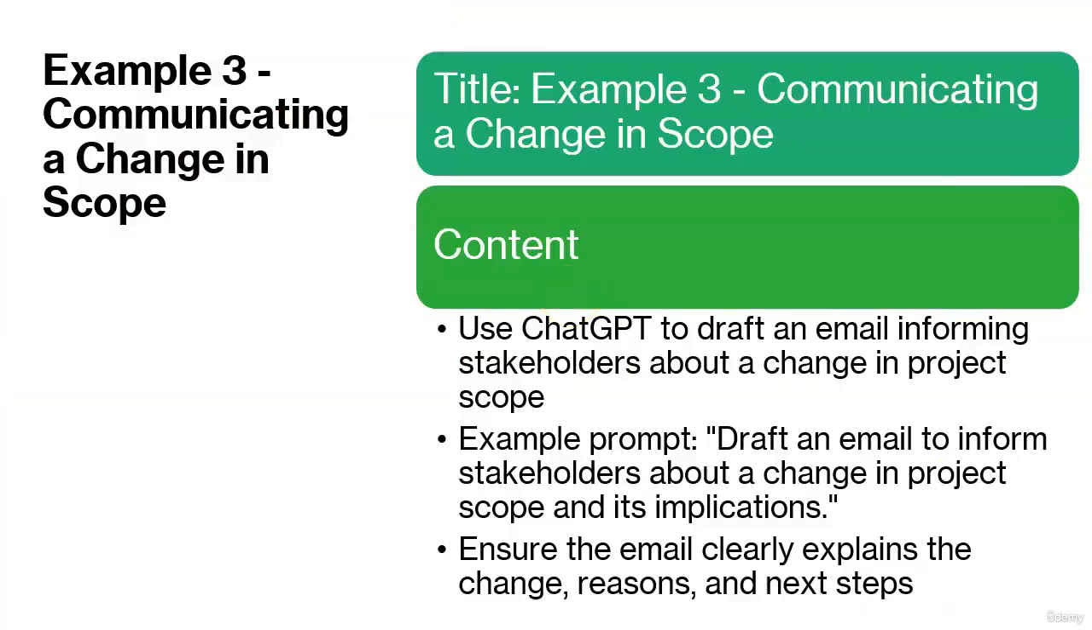On to the next example, case 3, communicating a change in scope. Another common scenario is communicating a change in project scope. How can ChatGPT help here? The example prompt might be: draft an email to inform stakeholders about a change in project scope and its implications. ChatGPT will respond, and then you can, if needed, explain the change, reasons, and next steps.